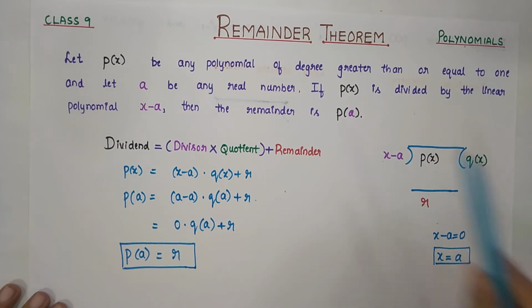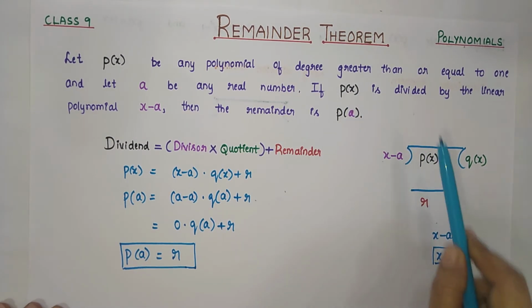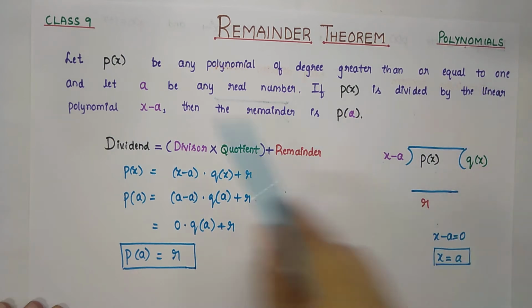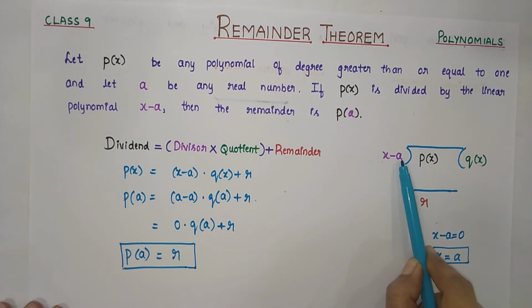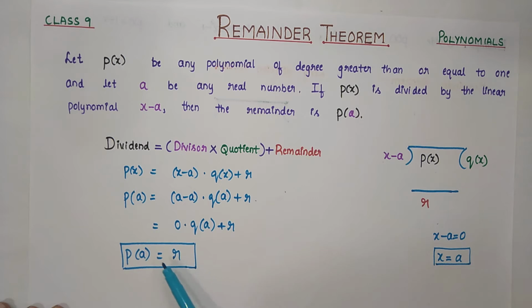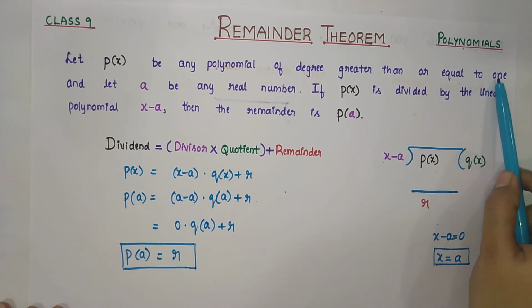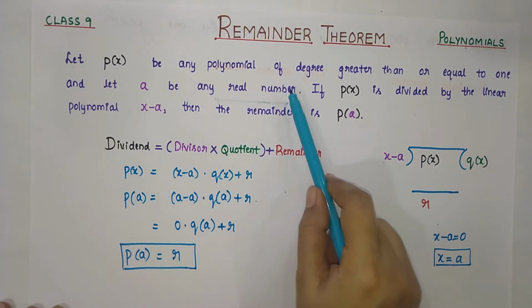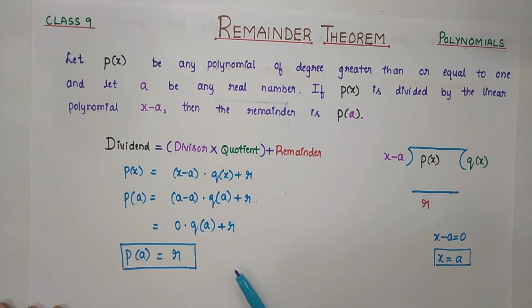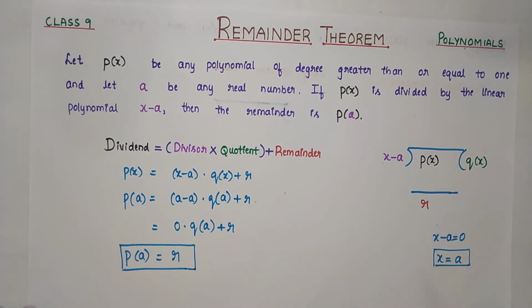That is, when the polynomial p of x is divided by the linear polynomial x minus a, then we get remainder equal to p of a, where polynomial p of x is of degree greater than or equal to 1 and a is any real number. So this is the proof of the remainder theorem.